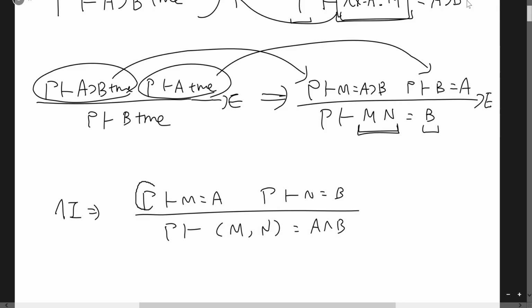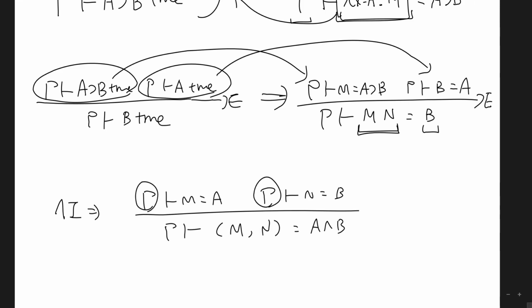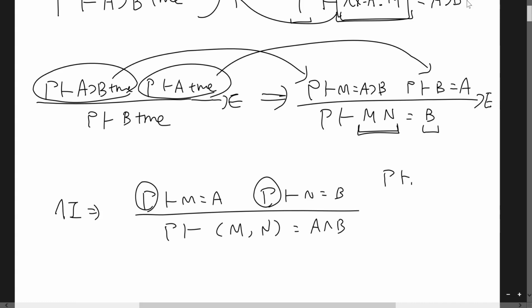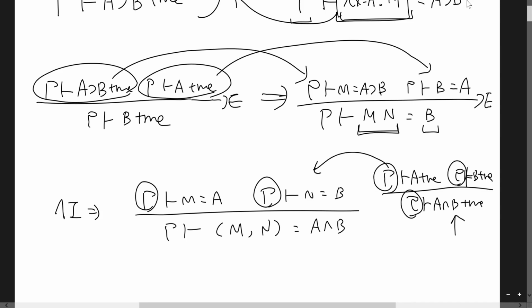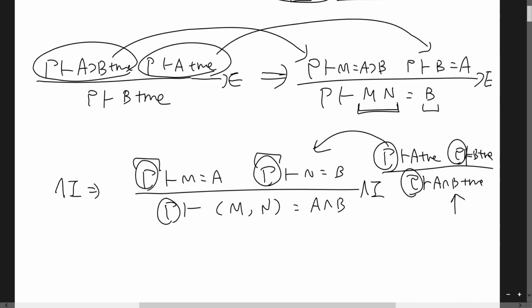So here we use the same typing context because you can recall that in the original formulation using hypothetical judgment, we had something like gamma A true, gamma B true, then gamma A conjunction B true. So even in the original inference rule, we used the same set of hypotheses. So similarly here, we use precisely the same typing context. So this is going to be conjunction introduction rule.